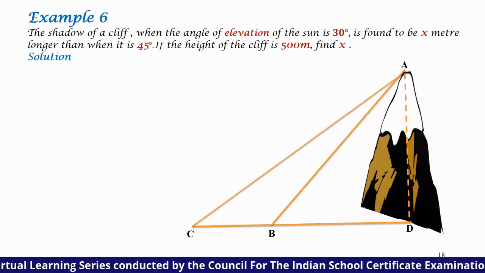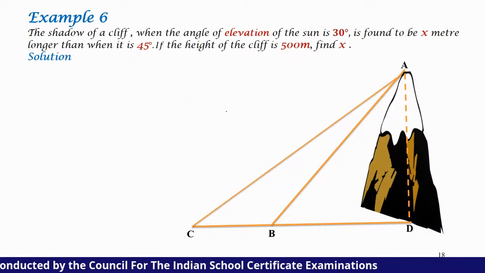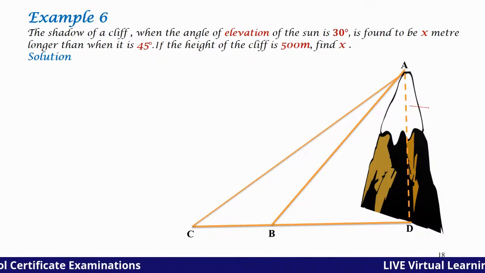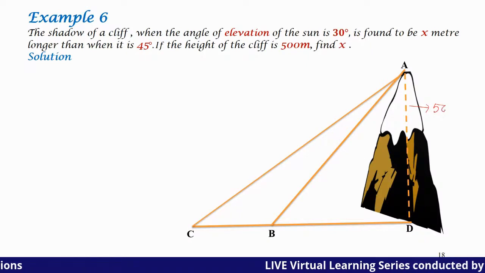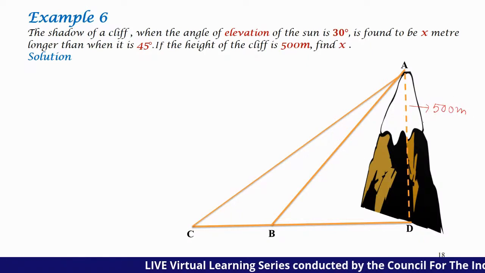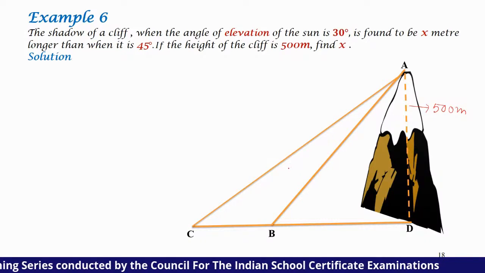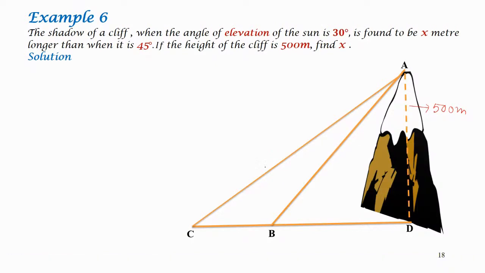Now let us enter all that we know. Height of the cliff is 500 meters. So this is 500 meters, already given to us. Now the angles are 30 degrees and 45 degrees. So this is our 45 degrees, and this is 30 degrees.